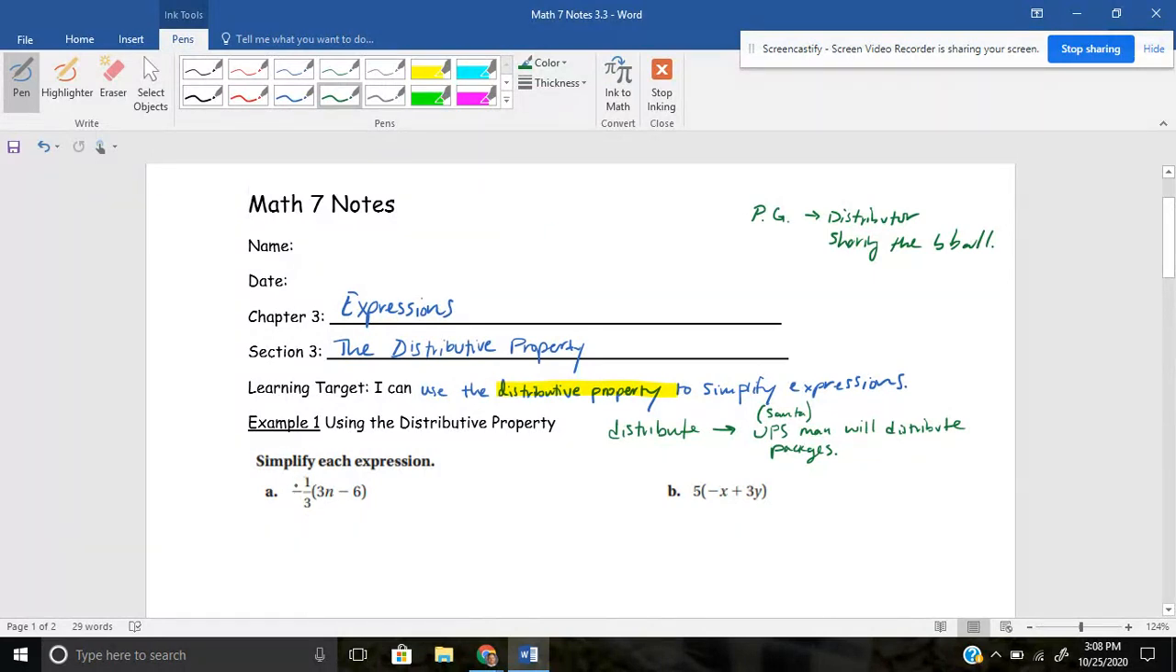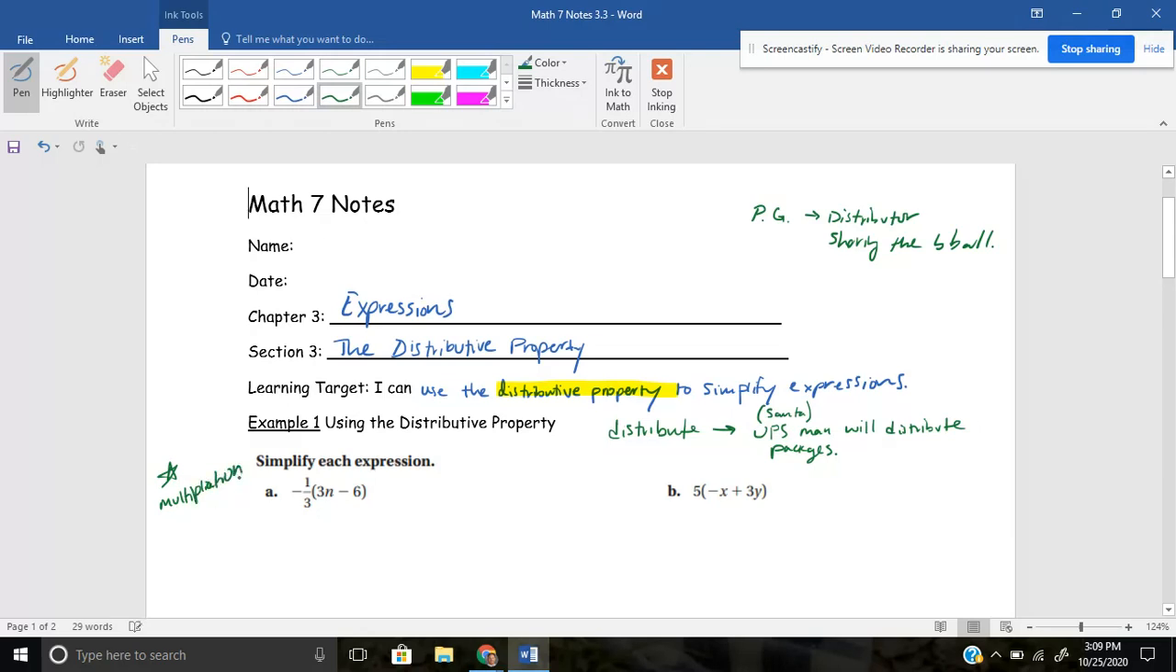And it's kind of the same in math. Using the distributive property means you're taking whatever is on the outside of your parentheses and you're distributing it to whatever is on the inside of your parentheses. Again, I'm kind of thinking about Santa Claus here, sharing. Okay, so let's take a look at how I could simplify this expression using the distributive property. And when we're using the distributive property, we're using multiplication.